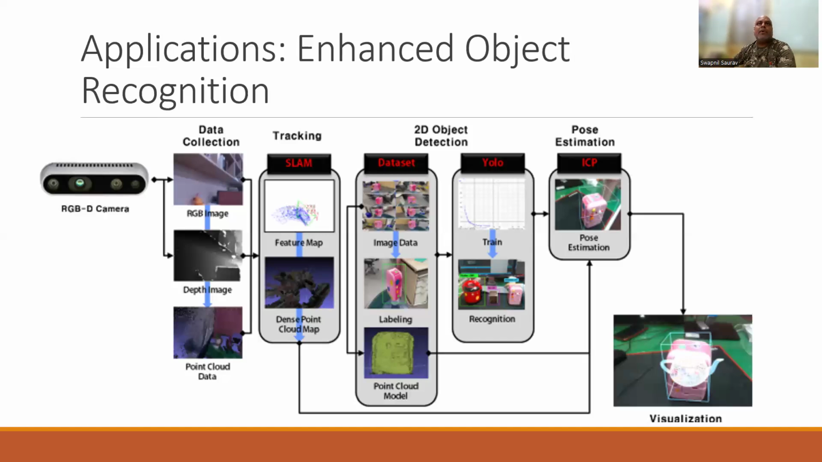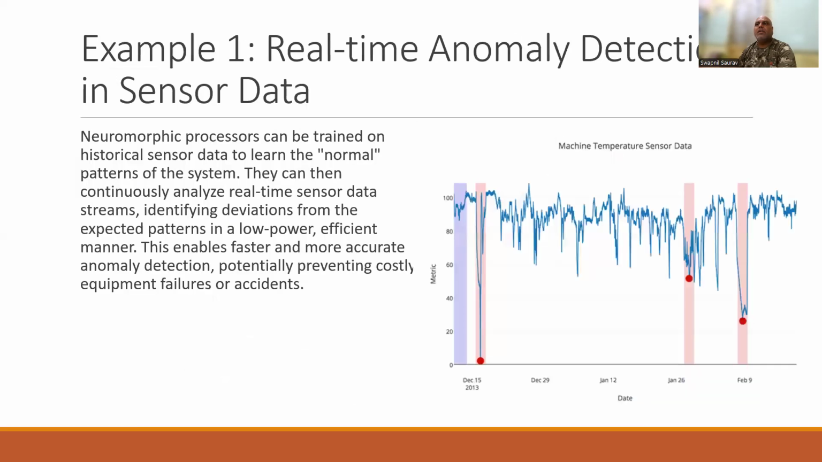Let's understand more about neuromorphic computing with some examples. In example one, we'll talk about real-time anomaly detection in sensor data. Imagine a network of sensors monitoring a complex industrial system. Could be a power plant or a factory production line.